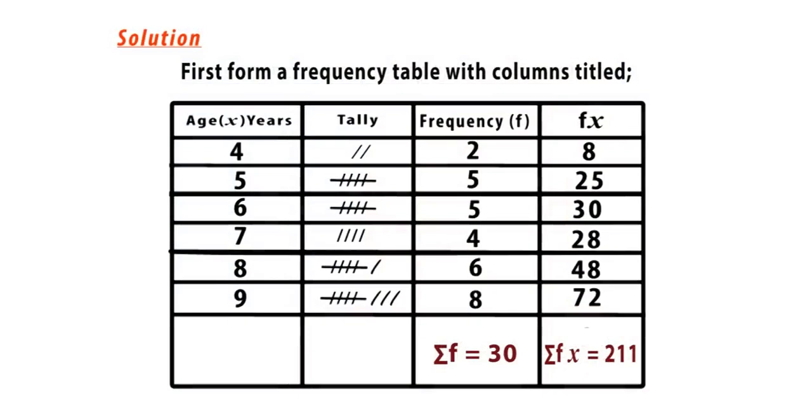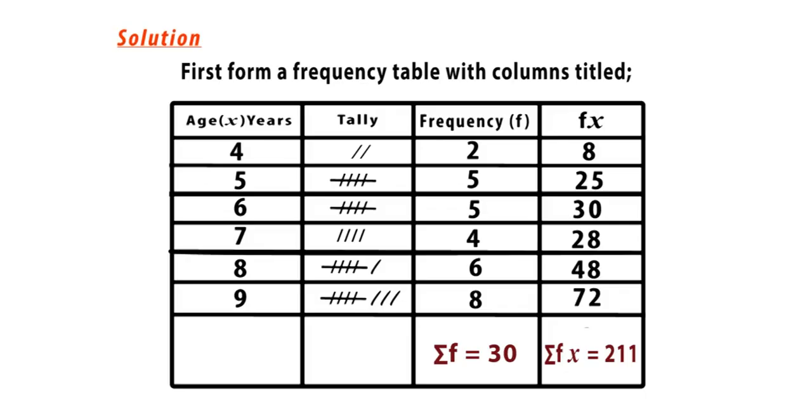Yes, Vanessa, you're ready, yeah? Okay. In this question, we'll first form a frequency table with columns titled age x, tally, frequency, and fx, which is x times f, the frequency times the age. For the age, we have 4, 5, 6, 7, 8, 9.